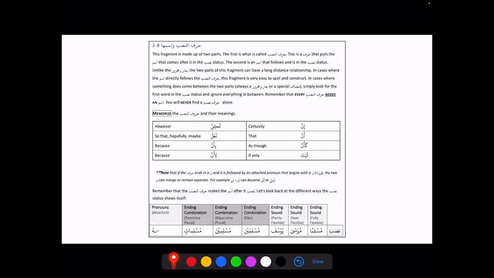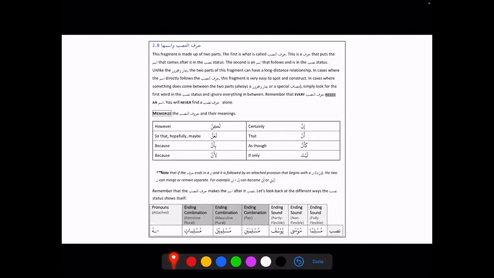Why I'm saying that we need to find an ism? Because harfu nasab and its ism can bear long distance. So unlike harfu jar, remember harfu jar, they were always side by side. So whenever we see harfu jar, next ism is always going to be jar in status. We do not have to find them. They are always together. But in harfu nasab, we need to do one more job here.